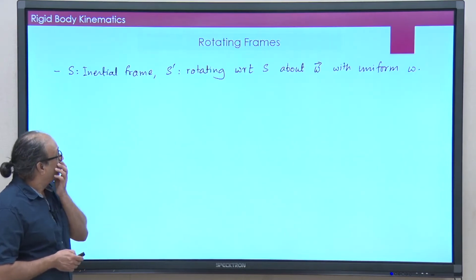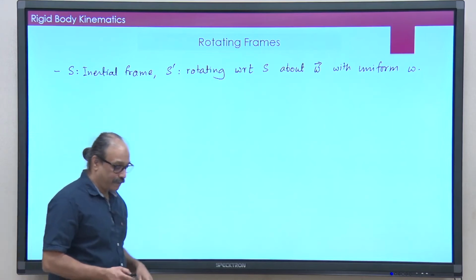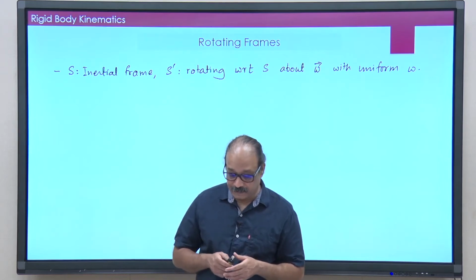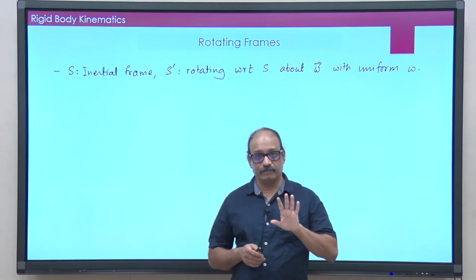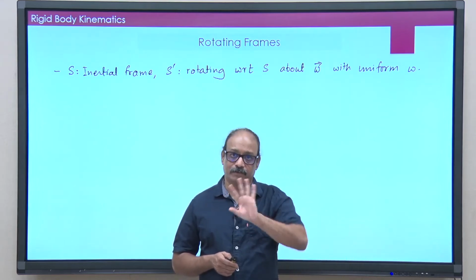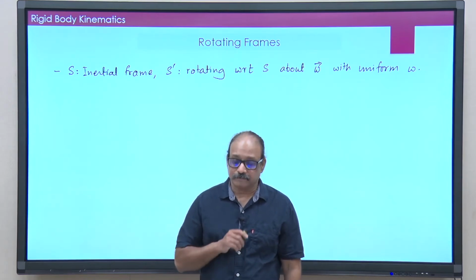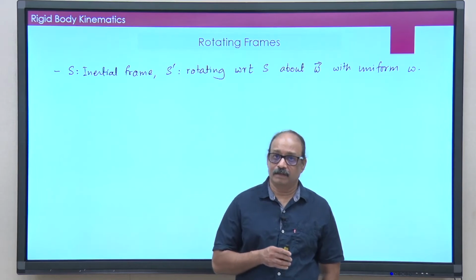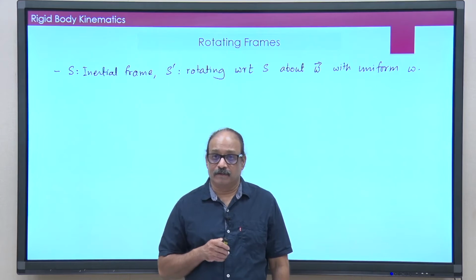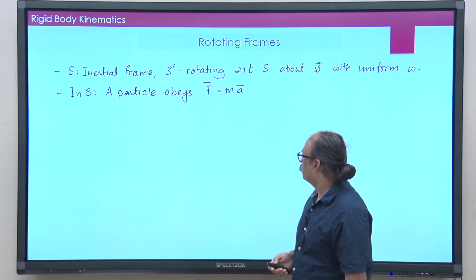If I take for example, a frame S which is inertial frame and S prime is rotating with respect to S, the same geometry, we will assume that they still have a common origin. S prime is rotating with respect to S, okay, and the rotation vector is omega, which is basically omega k cap, and omega is constant number. So, the rotation is uniform. If I use this, then what do I get?